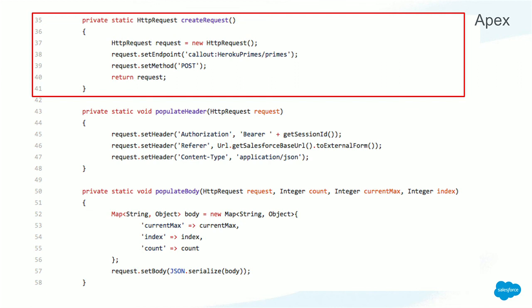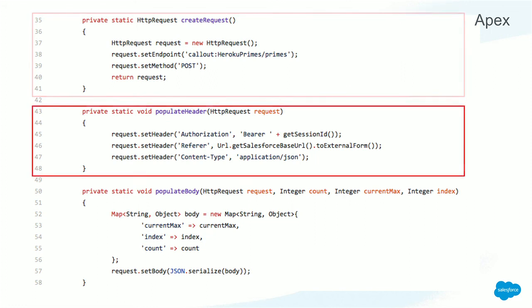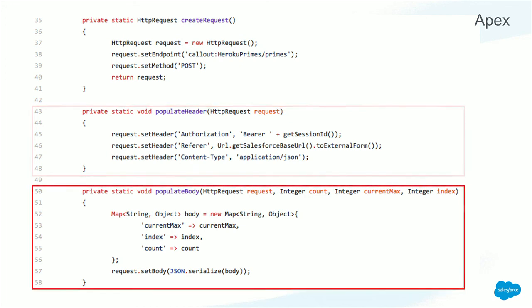So to have a look at some code, this is the Apex side. I'm sure you're fairly familiar with this. We're creating a HTTP request, fairly simple. We're adding some authorization and referrer headers for authentication. And we're adding some stuff to the body of the request in order to tell the Heroku worker and web dyno how many primes we'd like to calculate.